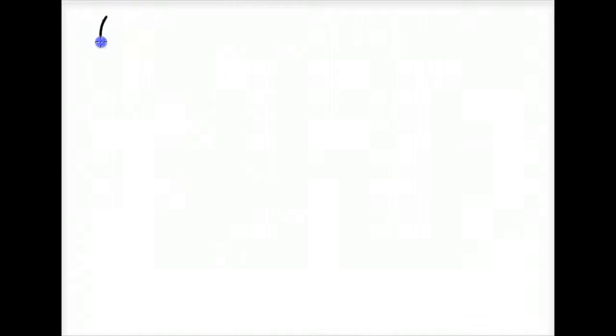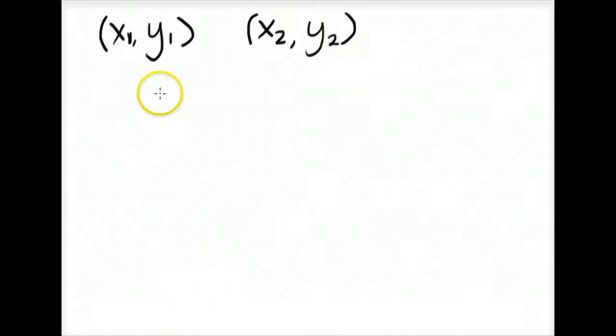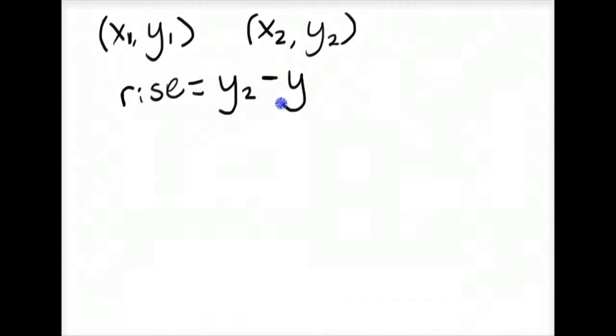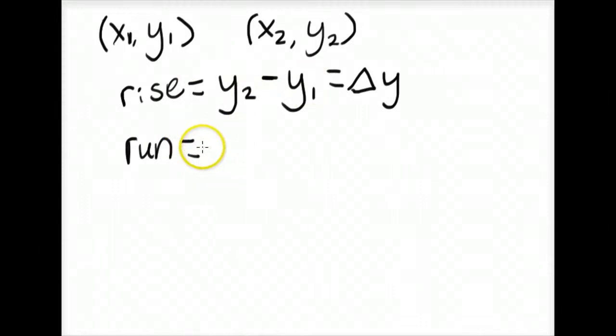So let's say that we have the 2 points on the graph x1, y1, and x2, y2. So the rise here is the distance between these vertical points, which is y2 minus y1, or change in y. Now this symbol, the little triangle, is called delta, so it's delta y, which means the change in y, where the run is the change in the distance between the two x points, the horizontal distance, which is x2 minus x1, which equals delta x.